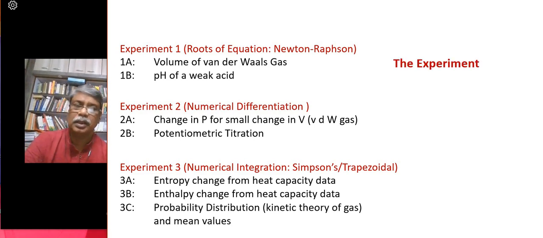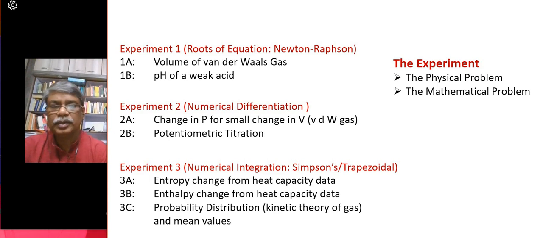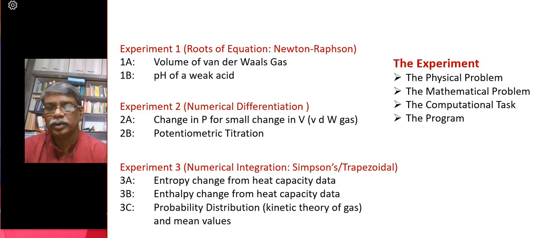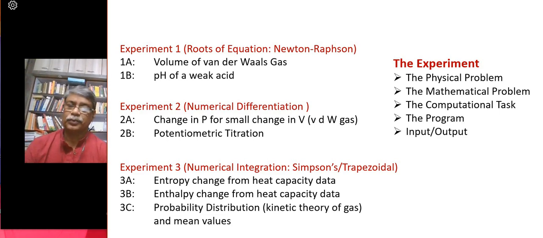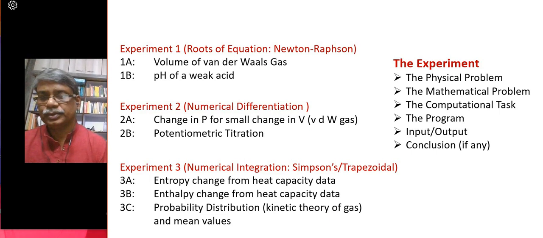So these are the experiments, and our strategy for narration on the experiments is like this. First, we'll start with what the experiment is. Then we'll touch on the physical problem, the physical chemical problem of that experiment, and then we'll discuss the mathematical problem. That means the physical problem is modeled as a mathematical problem, and then it gradually goes to a computational one with the help of numerical analysis. Then what is the computational task, and we'll see the program along with its algorithm or flow structure, what inputs are required and what output we are going to get, and if any conclusion is there to make.